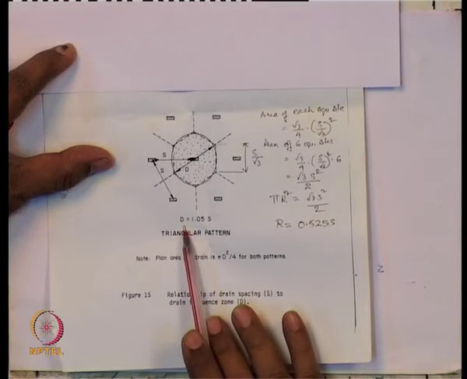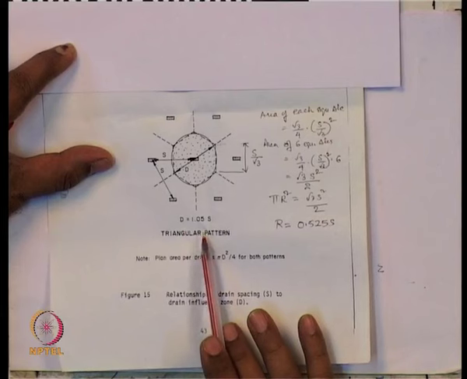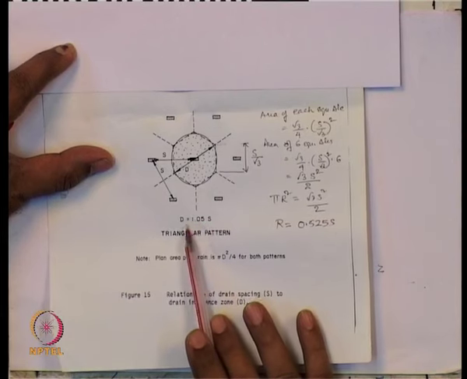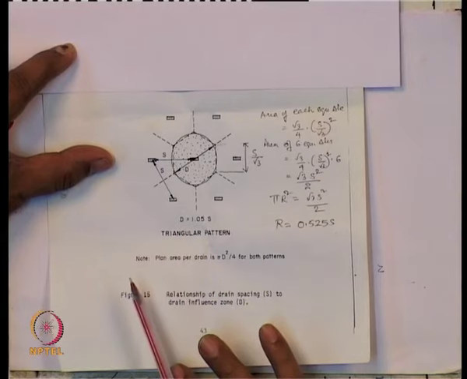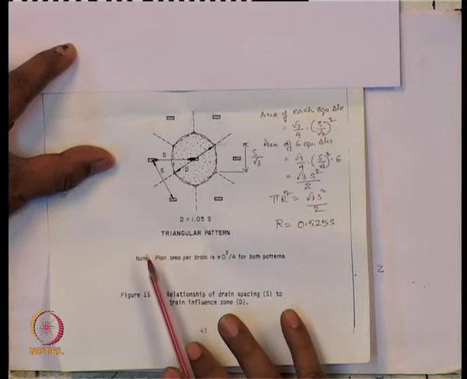So this is d equal to 1.05s. If you look into this, this is the equivalent diameter. Out of the two layouts which we have discussed, the square layout and the triangular layout, the triangular layout was found to be efficient in inducing uniform consolidation to the soil.